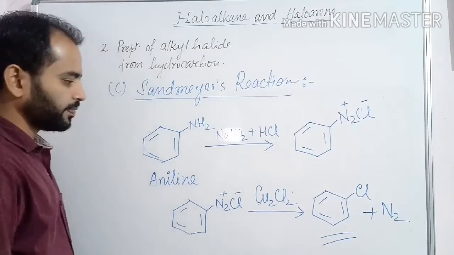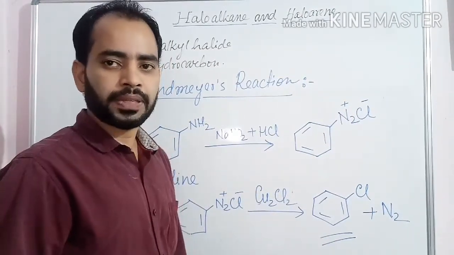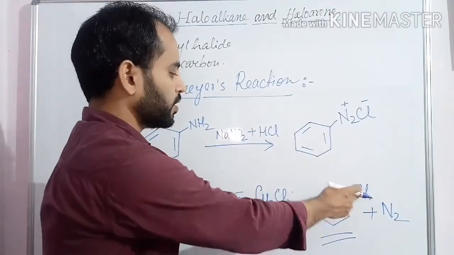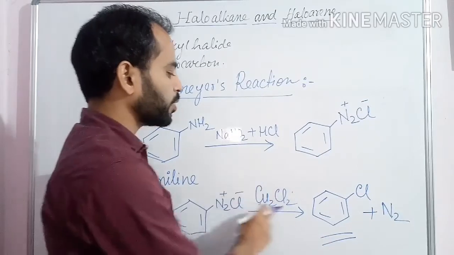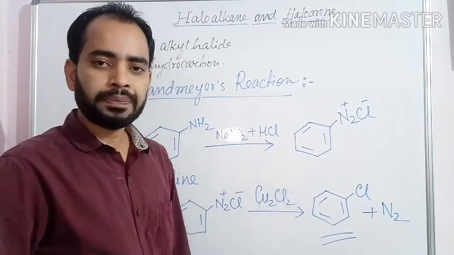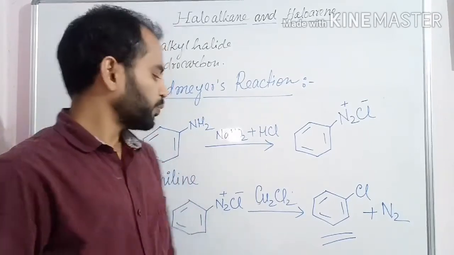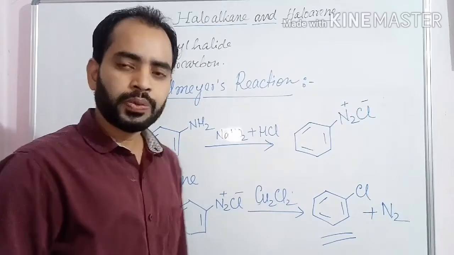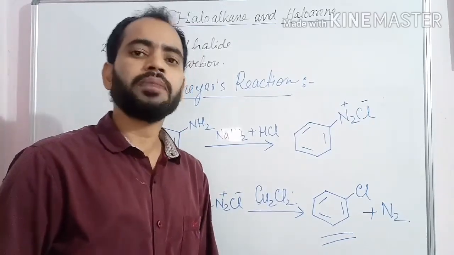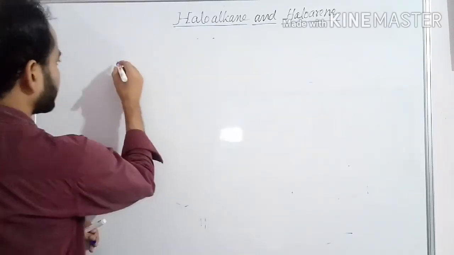Now you see, since we have prepared the chloro compound, where the halogen is chlorine, we had to take cuprous chloride. But if you want to get the iodo product, then we don't need to react this with cuprous chloride. We can directly treat it with potassium iodide. Next we can also prepare from alkene.